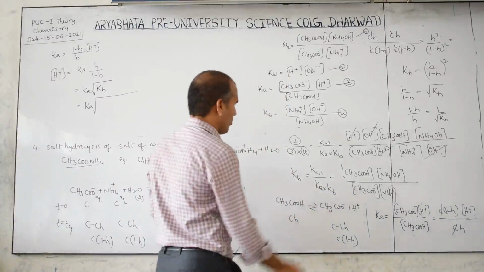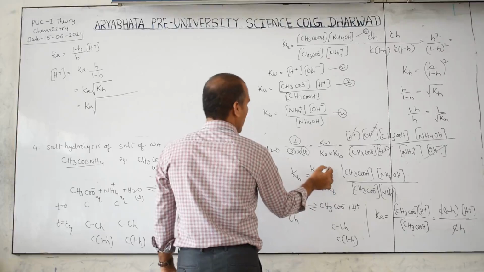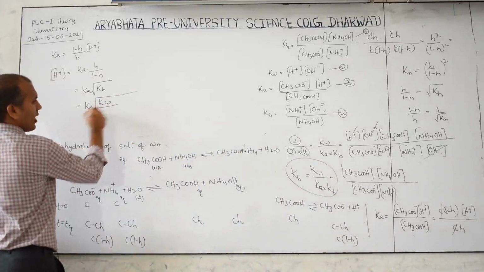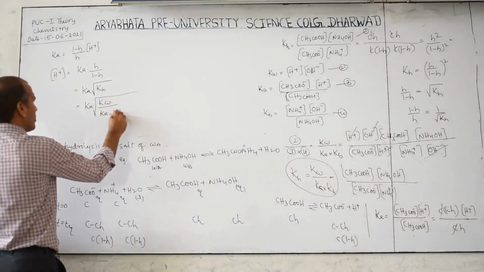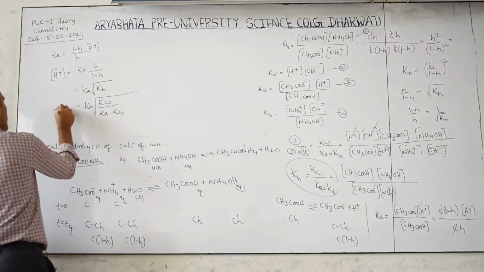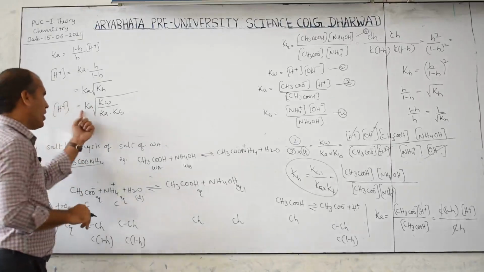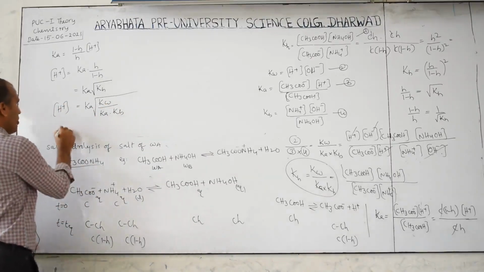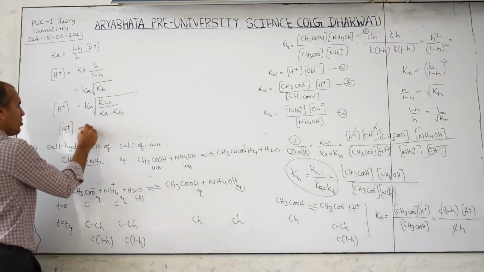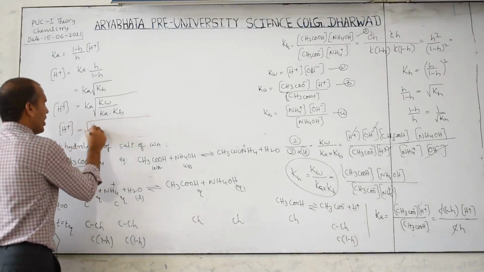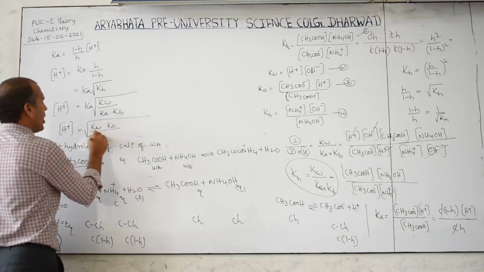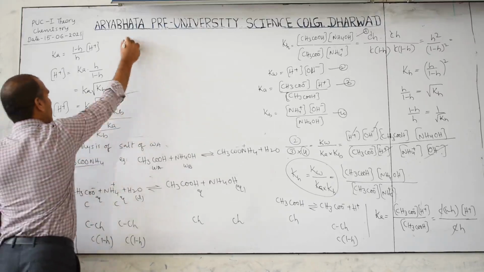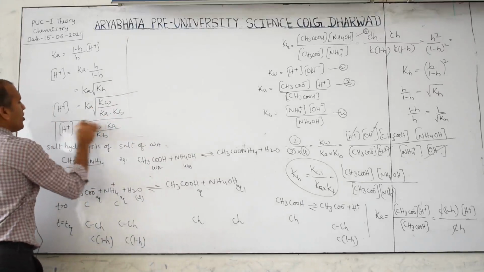KH, this is KH. Then the KH value is Kw by Ka into Kb, and this is the H plus ion concentration. When the K comes inside, Ka squared and one Ka cancel, and then we get the H plus ion concentration equal to the root of Kw into Ka by Kb. This is a formula, and you have to remember this formula.